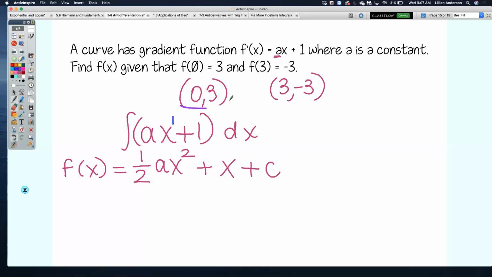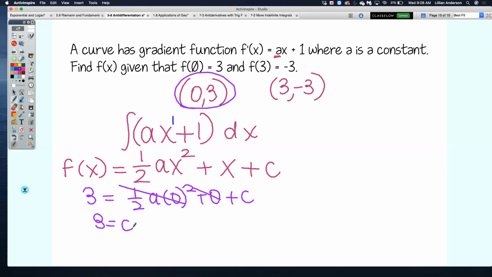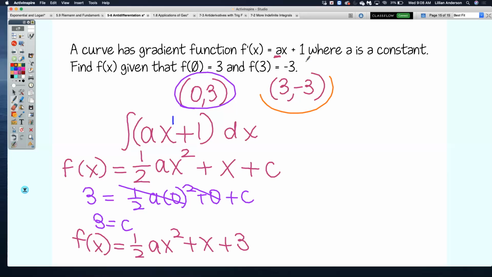So since I know that I have a point (0, 3), I'm going to plug 3 in for y, 0 in for x, and I'll be able to find c. Clearly all of this cancels out. c is equal to 3. So now I have the function 1/2 ax squared plus x plus 3. Now I can use this point to find the value of a by plugging in -3 for f of x and 3 for x. Questions up to here?